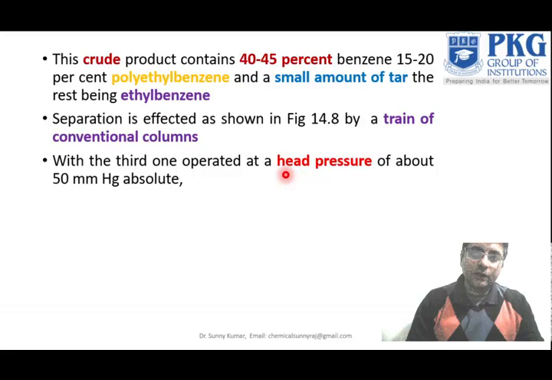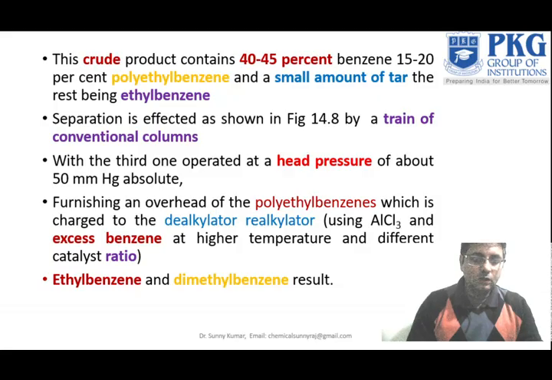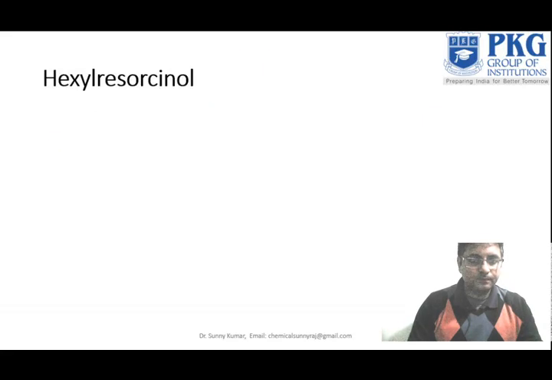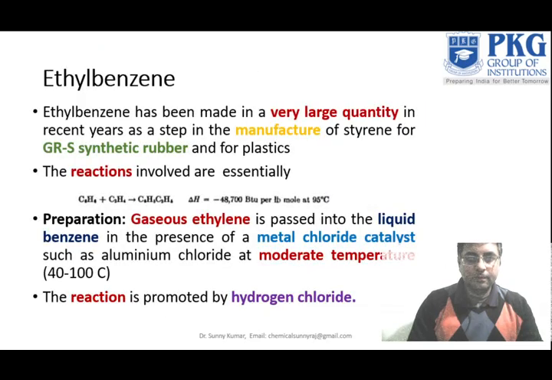The third one is operated at a head pressure of about 50 mmHg absolute, furnishing an overhead of the polyethyl benzene which is charged to the realkylator using aluminum chloride and excess benzene at higher temperature and different catalyst ratio. So the ethyl benzene and dimethyl benzene we are getting as results. Okay, so this is how you have produced ethyl benzene.